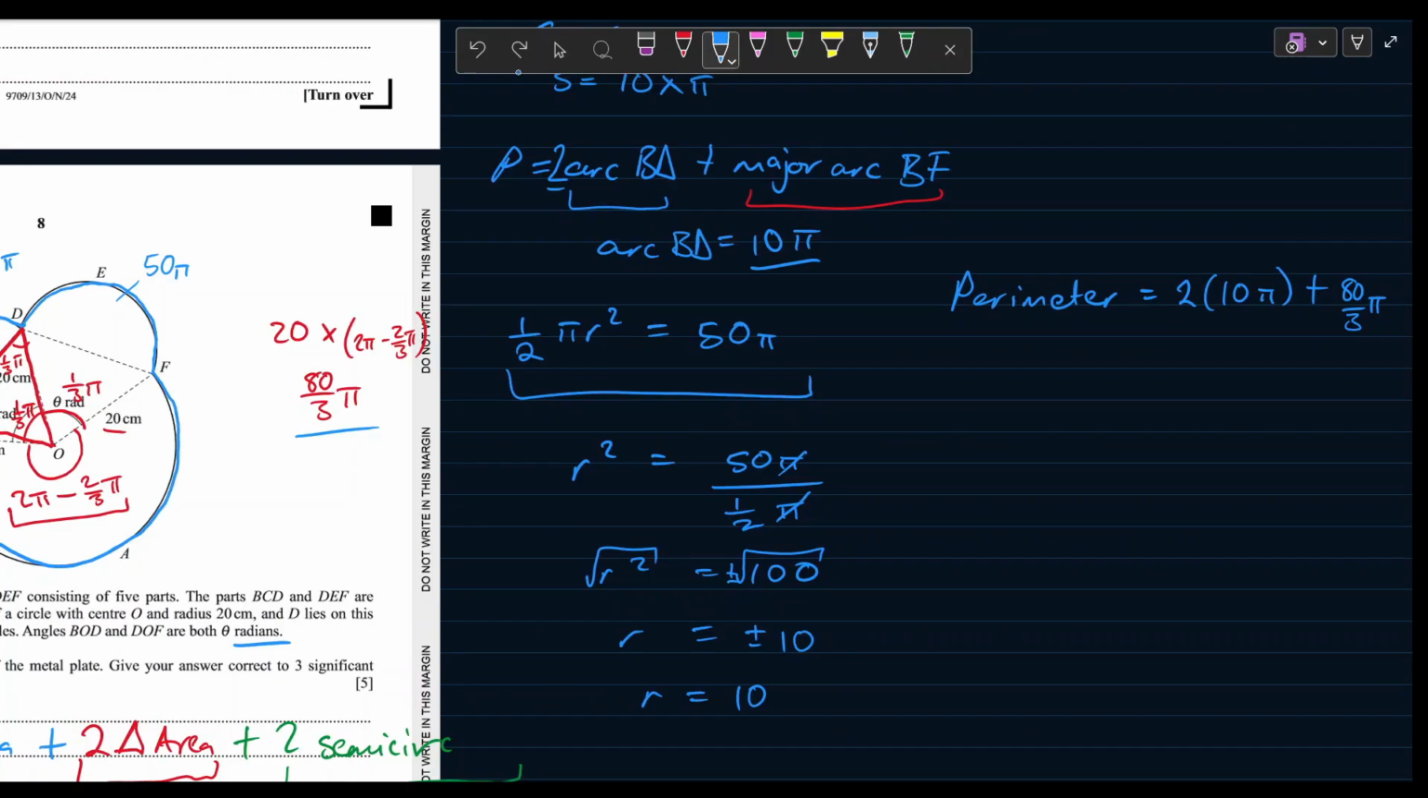Okay, so if we simplify, this is 20 pi plus 80 thirds pi. So that's going to be 20 plus 80 thirds. That's 140 thirds. So our perimeter therefore is going to be equal to 140 over 3 pi. And this is our final answer.